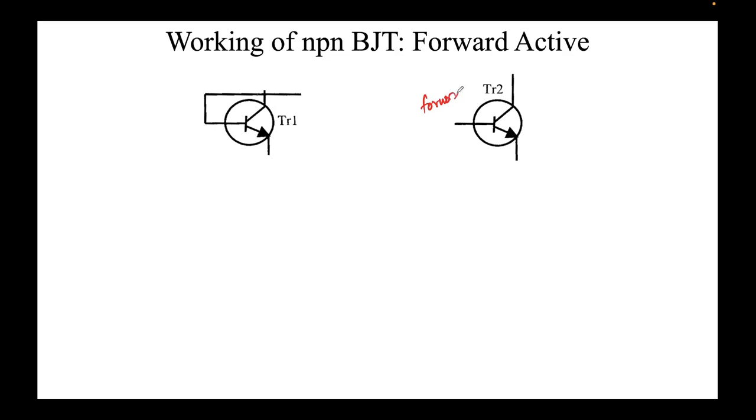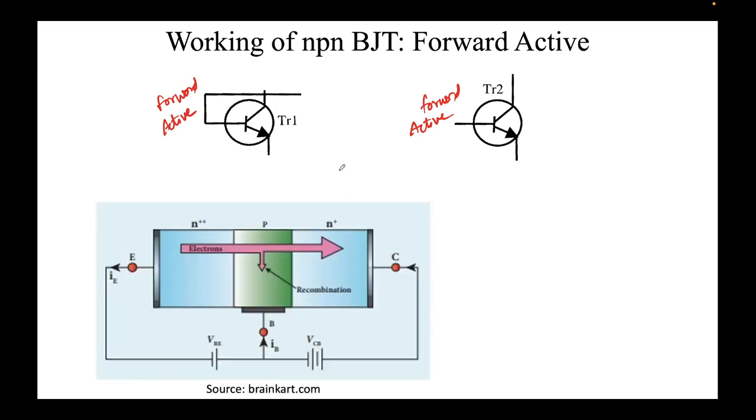We have determined that just now in the last slide. This was at the junction of forward active and saturation, but we can assume it to be forward active; we are not losing any information by saying otherwise. And this is how a typical NPN transistor works.